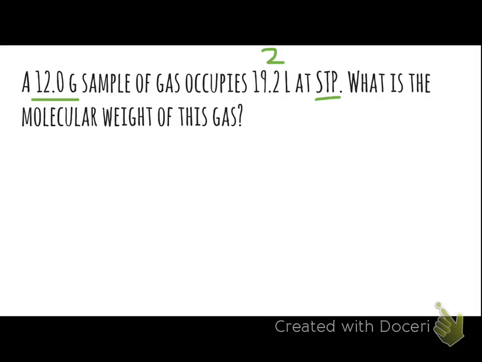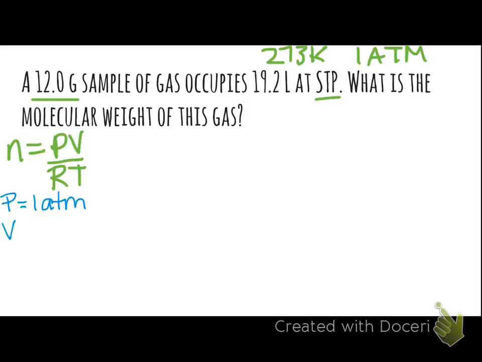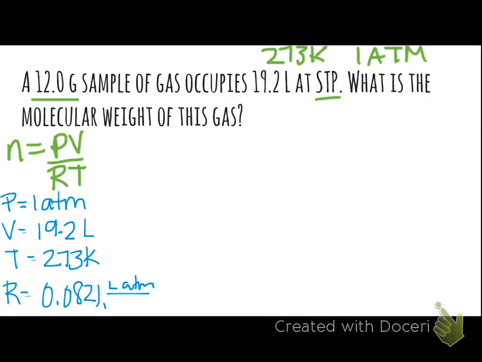So it's at STP, so we're looking at 273 K and 1 atmosphere. So we're trying to solve for N. Pause this. Rearrange for N for me, and then come back and check. So here's what you should be getting for N. PV over RT. Let's go ahead and write out our variables. P equals 1 atmosphere. Our volume is 19.2 liters. Temperature equals 273 K. And R equals 0.0821 liter atmospheres per mole Kelvin.